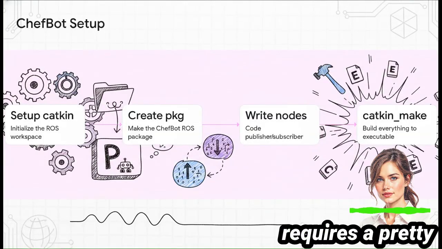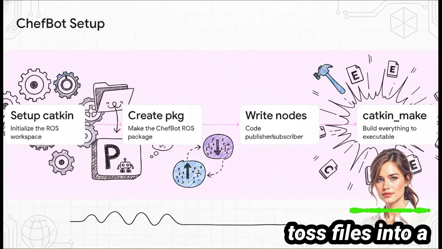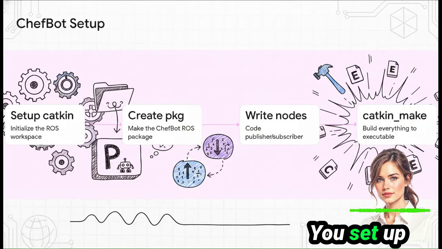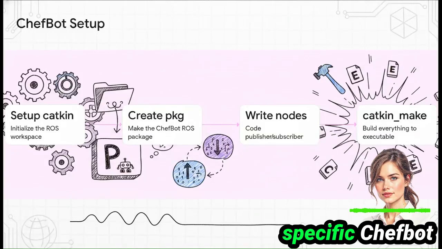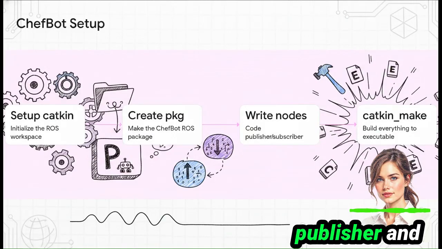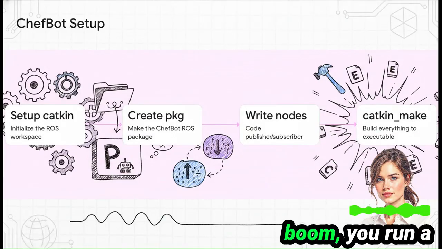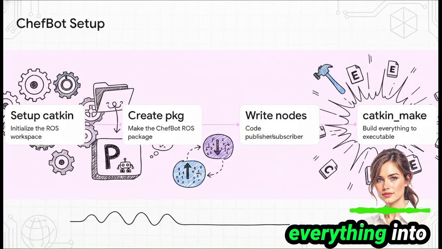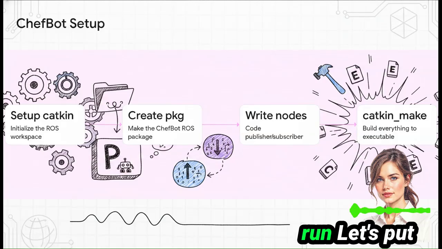Getting this software ready requires a pretty strict routine. You don't just toss files into a random folder. We use the Catkin build system. You set up a dedicated workspace, create your specific ChefBot package, write up your publisher and subscriber nodes, and then boom, you run a single command, catkin_make. That compiles everything into executables that ROS can actually run.